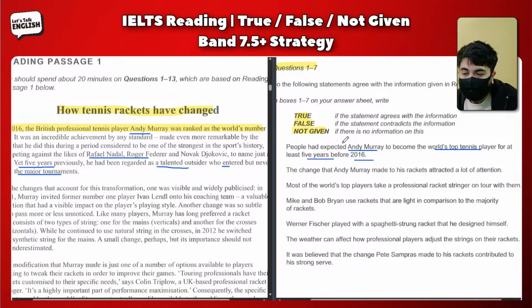So the thing is, my information, people is written, Andy Murray is given, world's top tennis player, no, it's written talented outsider, 5 years before 2016, right? It's all given. 2016 also is given. So first of all, my information is entirely given. Second thing, is it saying the same thing or opposite thing? It says the opposite thing. So therefore, my answer is false, right?